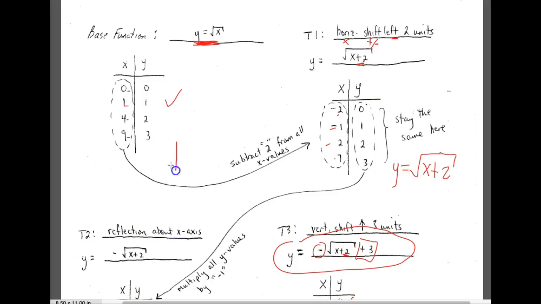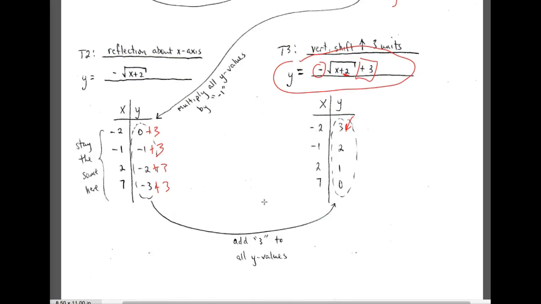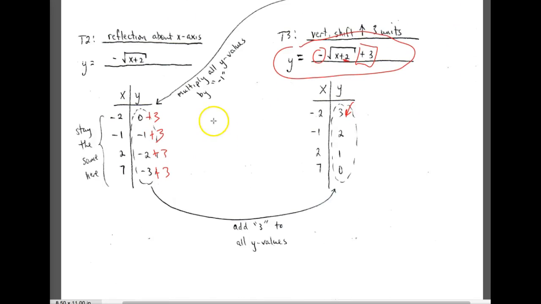We would have our original function look like this, and then we would have that same function look like this, but shifted over to the left 2 units. After that, we would apply the negative, which would be the reflection about the x-axis.